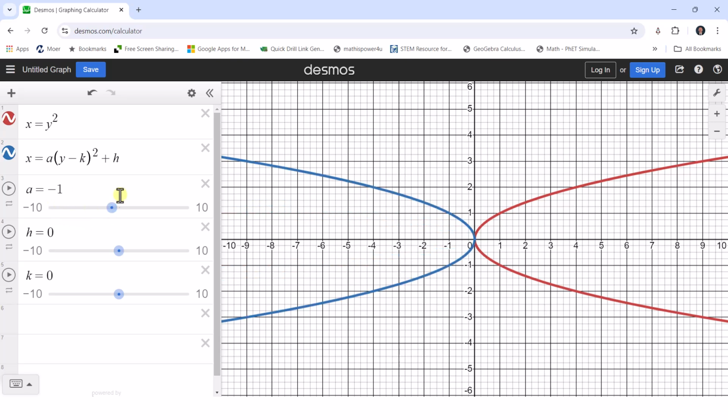When a is negative and the absolute value of a is between 0 and 1, the parabola is horizontally compressed and becomes more wide, which we see here.